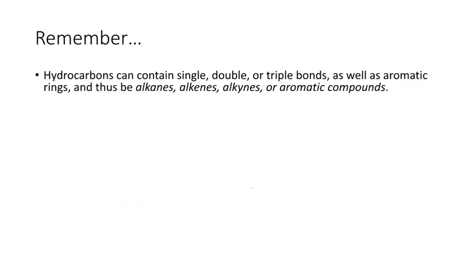Okay, remember, hydrocarbons can contain single, double, or triple bonds, as well as aromatic rings, and thus be alkanes, alkenes, alkynes, or aromatic compounds. And in fact, except for alkanes, they can be all 3 of these. They could be an alkene, an alkyne, and an aromatic compound at the same time if they have multiple functional groups.